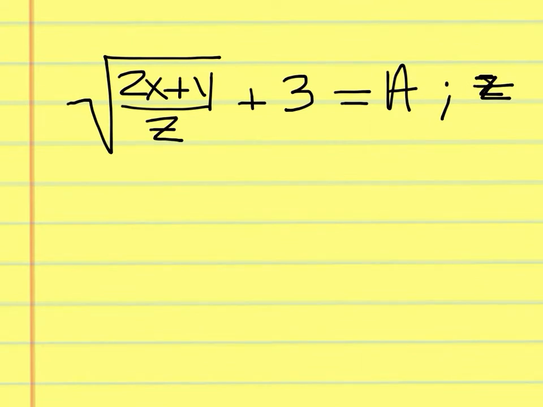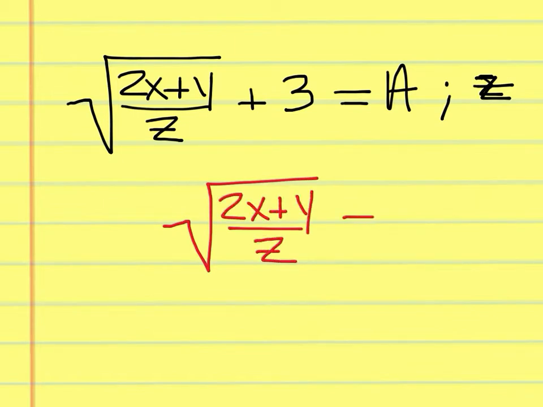To get z by itself, we go in reverse order. We find where z is at, and whatever is around it in reverse order, such as addition and subtraction, we have to take care of that first. And we have plus 3. So we're going to move the plus 3 over to the other side and keep the square root of 2x plus y over z. So we'll have a minus 3 on the right.